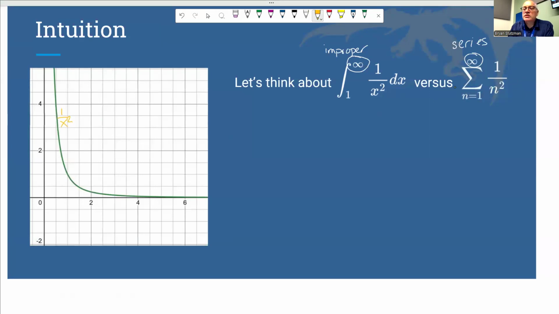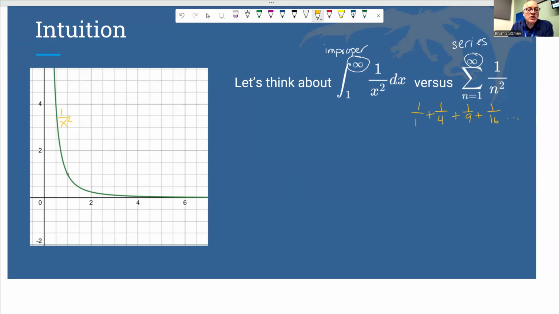Well, the series 1 over n squared is going to be 1 over 1 squared plus 1 over 2 squared plus 1 over 3 squared plus 1 over 4 squared forever. We're adding an infinite number of terms, but is that infinite sum going to be convergent or not? Is it going to approach infinity or not?